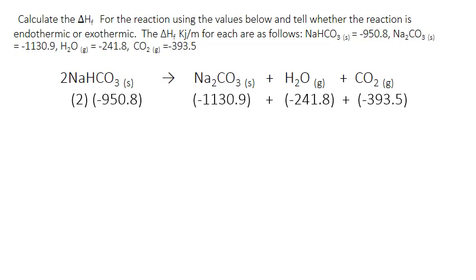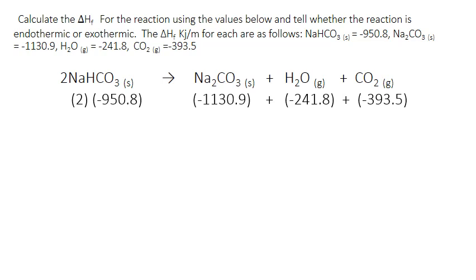And we are going to sum each side and get a sum of the enthalpy for each side of the reaction. So we will get a sum of the enthalpy for the reactant side, and we'll get a sum of the enthalpy for the product side. So as we go through, we're going to now plug in the values for our product side. So we have a negative 1130.9 for sodium carbonate, we have a negative 241.8 for water, and we have a negative 393.5 for carbon dioxide.